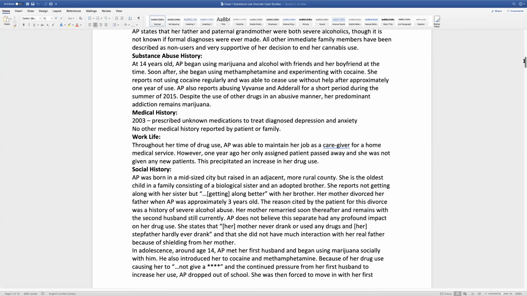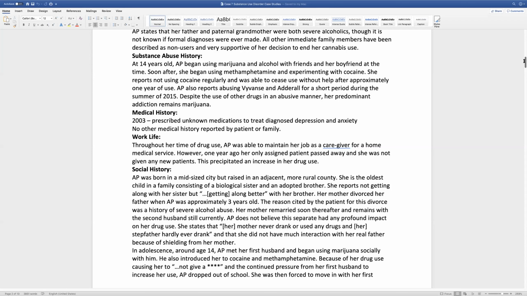However, 1 year ago, her assigned patient passed away and she was not given any new patients. This precipitated an increase in her drug use. Social history: born in a mid-sized city, raised in an adjacent, more rural county. She is the oldest child of a family consisting of a biological sister and an adopted brother. She reports not getting along with the sister, but getting along better with the brother.